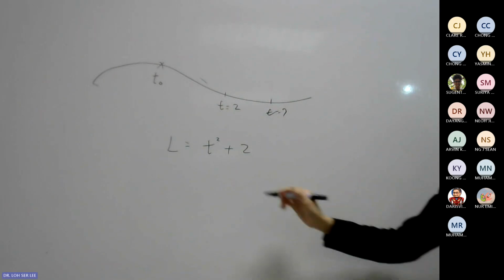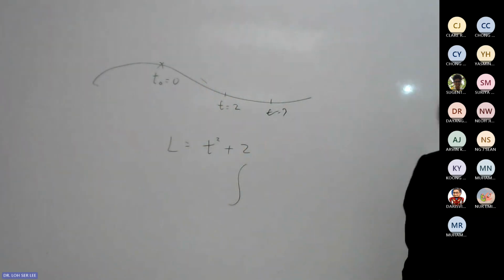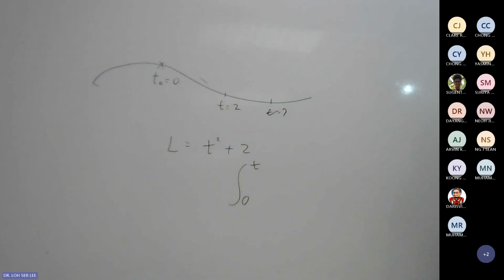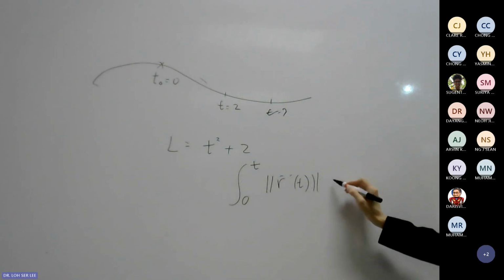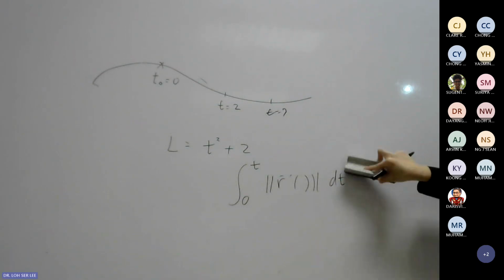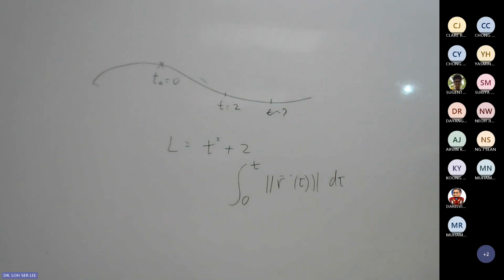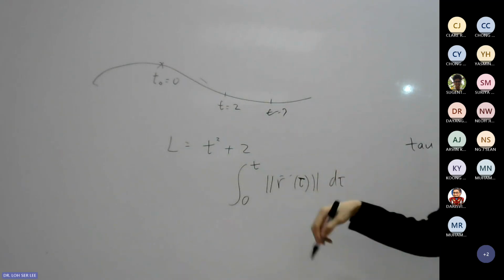Also, let's say this t equals 0 is 0. So we are integrating from 0 up to t because we do not know where to stop. So we will integrate up to t, and for this r prime t dt, we don't use t, we use the symbol tau. This is a Greek symbol, tau.